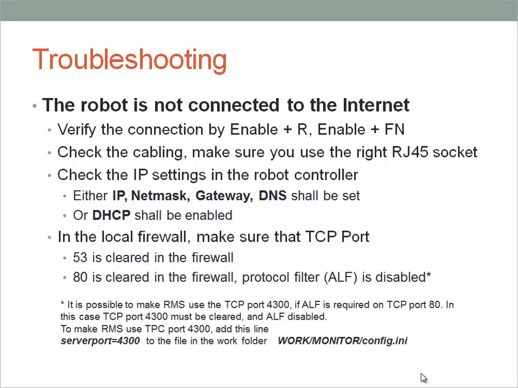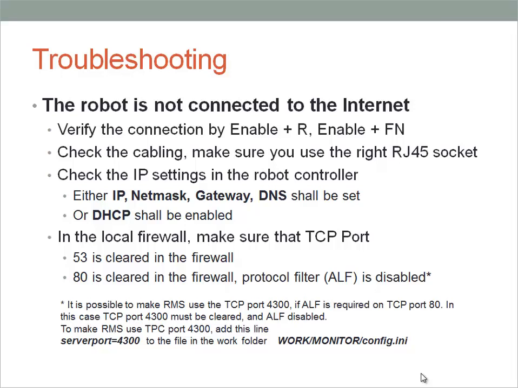Either IP address, netmask, gateway address and domain name servers shall be set, or you can select to use a DHCP service if it is available on your local network. In the local firewall, make sure that the TCP ports 53 and 80 are cleared. If you have a protocol filter in the firewall, you should also disable it, because Robot Monitoring Suite is not using HTTP protocol on TCP port 80, but it is using a special custom binary protocol.